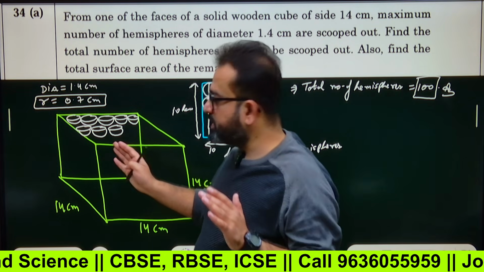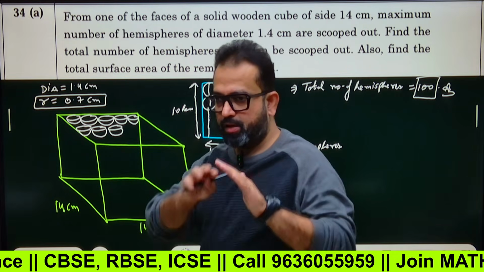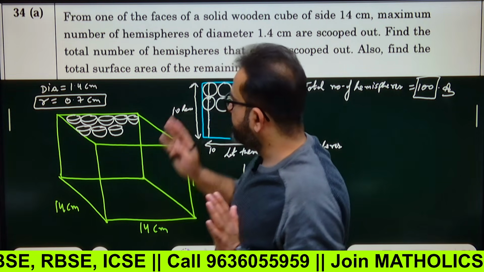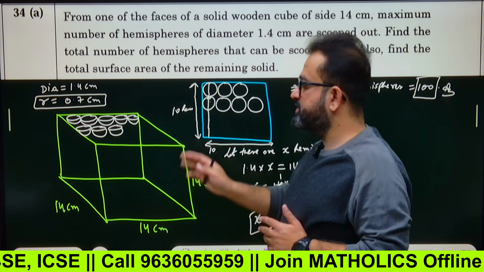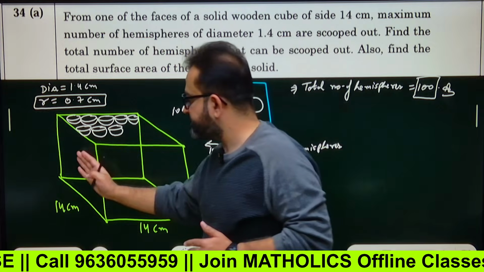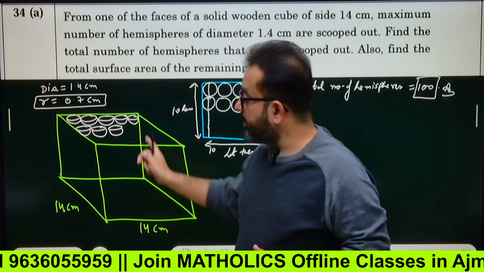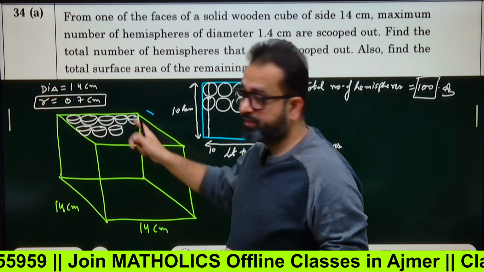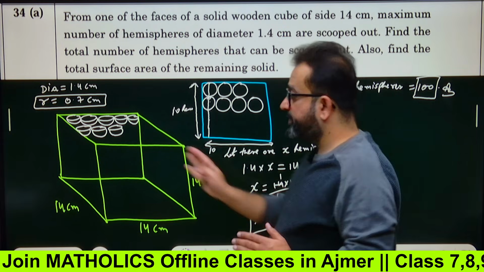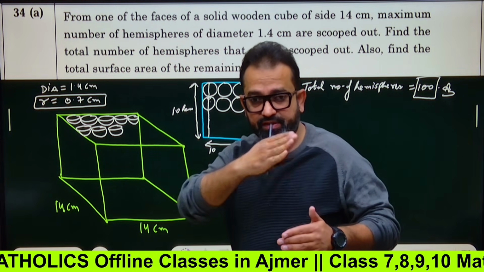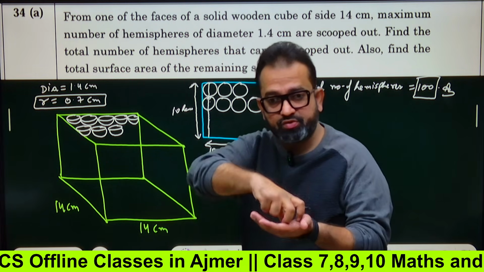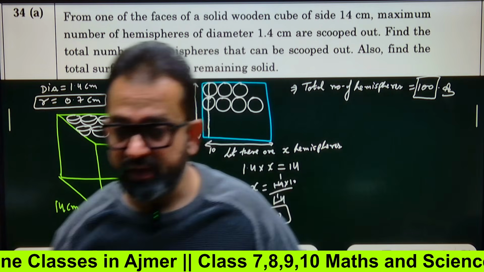See, imagine that it is a perfect cube. Total surface area of a cube means 6 faces. But this top face has something different. This top face actually has depressions, these curves generated when you scoop out any hemisphere.